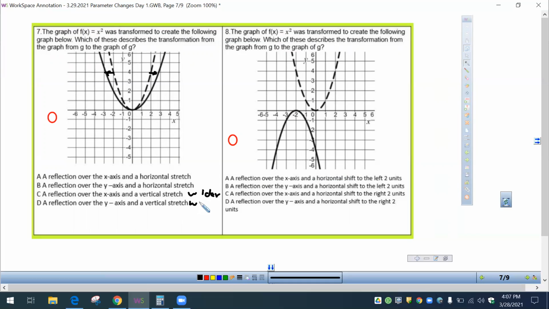And it happened over the y-axis. So you would pick D. All right. So since it got wider, you pick vertical stretch and it happened over the y-axis. So again, that's probably gonna be the toughest part, knowing what horizontal stretch and vertical stretch means. Horizontal stretch means it got thinner. Vertical stretch means it got wider. And we'll talk more about this on Tuesday as well.